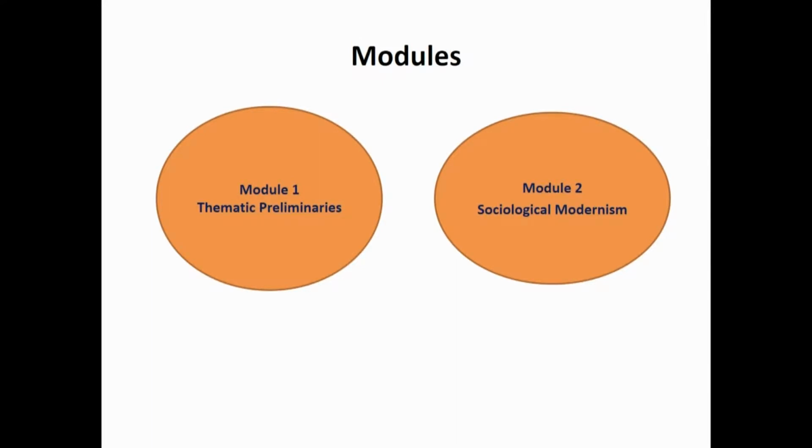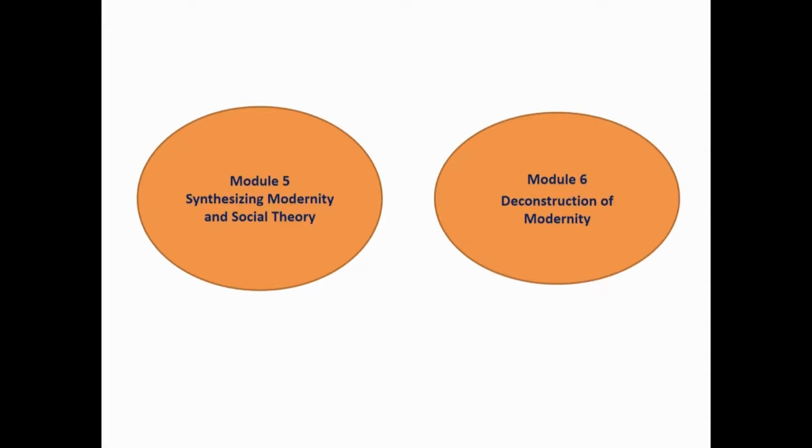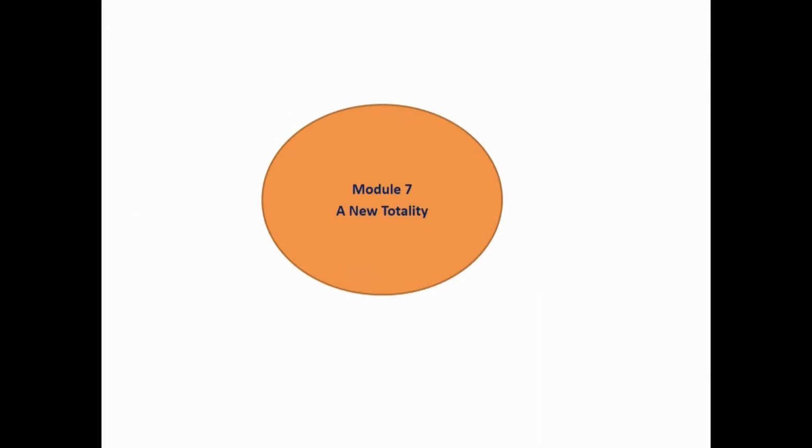Module 1 represents thematic preliminaries, Module 2 sociological modernity, Module 3 the structuralist interpretation, Module 4 Western Marxist perspectives on critical modernist paradigms in sociology, Module 5 synthesizing modernity and social theory, Module 6 deconstruction of modernity, and Module 7 a new totality. If we go in terms of weeks, in the first week we started with thematic preliminaries on modernity.